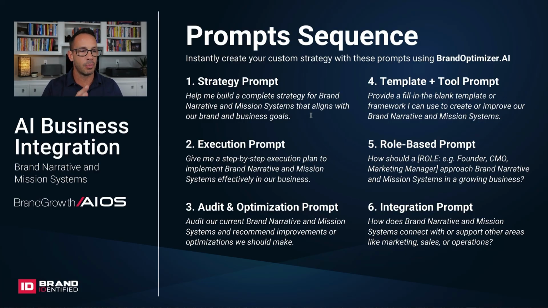And the final prompt in this 6-prompt sequence is an integration prompt: how does brand narrative and mission systems connect with or support other areas in the business like marketing, sales, or operations? So this is a 6-prompt sequence that you can strategically add into that custom GPT over at BrandOptimizer.ai.